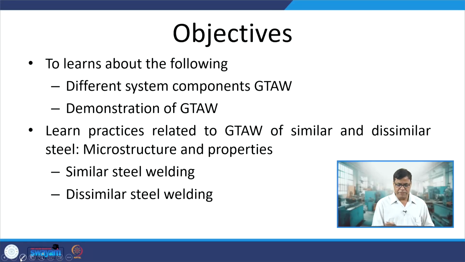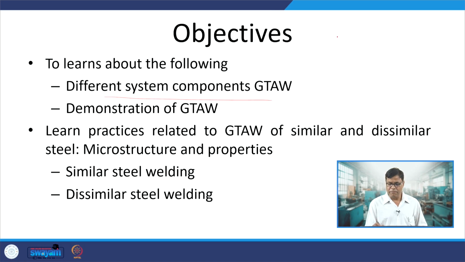So we will be talking about the systems related to TIG welding and the practices which are used for development of weld joints of similar steels and dissimilar steels. Also, we will talk about how the welding conditions affect the joint characteristics. What we are going to learn from this practical is the different system components related to the GTAW.